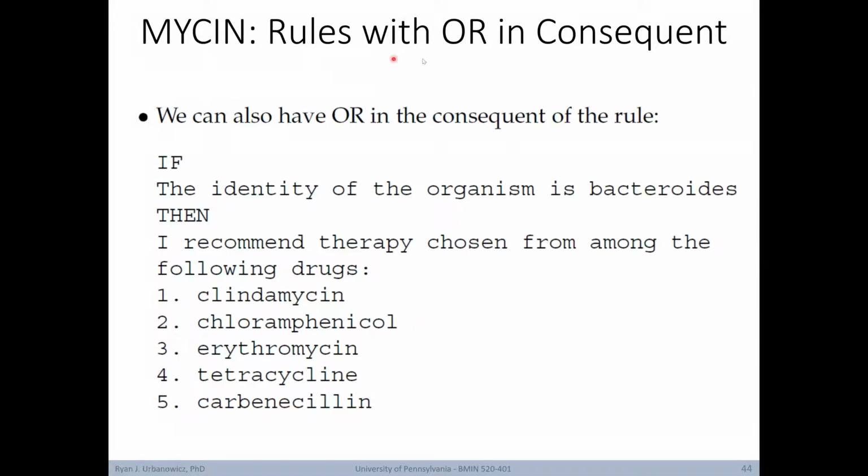MYCIN also includes a rule with ors in its consequent, or the then part of the rule. If the identity of the organism is bacteroides, then the recommended therapy can be chosen from among the following drugs. This, or this, or this, or this, or this.